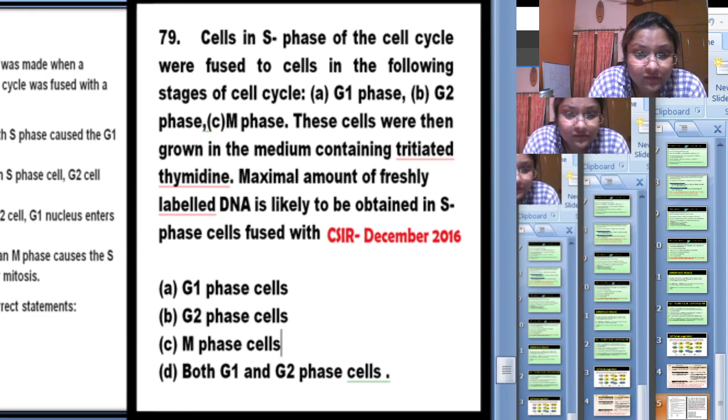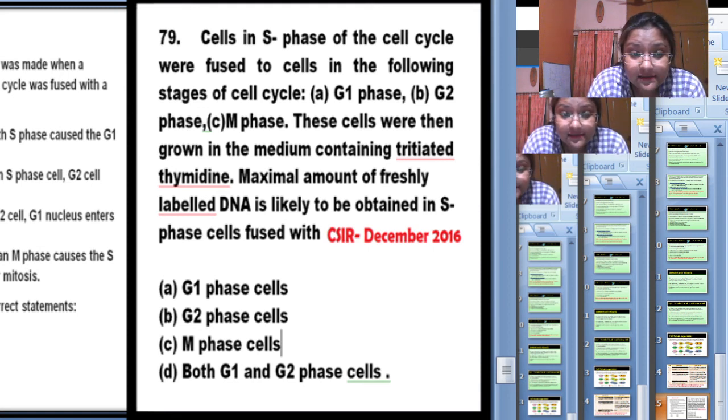Now this question was also based on the cell fusion experiment, and it was asked in the CSIR December 2016 examination. Cells in S phase of the cell cycle were fused to cells in the following stages of the cell cycle: G1 phase, G2 phase and M phase. These cells were then grown in a medium containing tritiated thymidine. Maximal amount of freshly labeled DNA is likely to be obtained in S phase cells fused with.